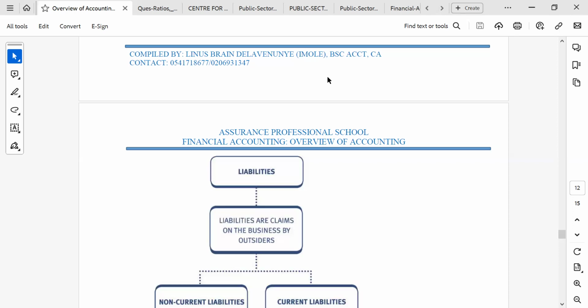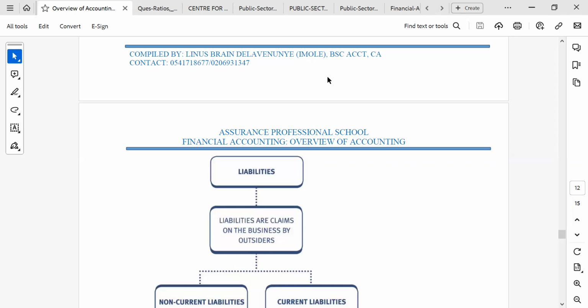Example, let's say you go to the bank to take a loan. We're not talking about a short-term loan. You can have a short-term loan, but we are talking about a situation where you are taking a loan from a bank to finance your operations. The loan that you are going to be taking will be paid over a long period of time, say maybe 5 years or something like that.